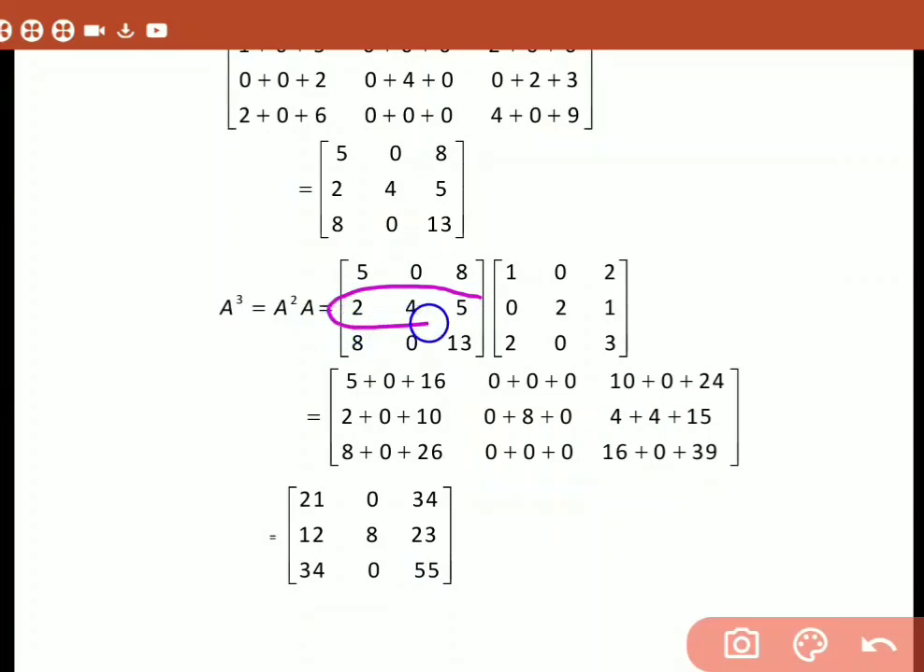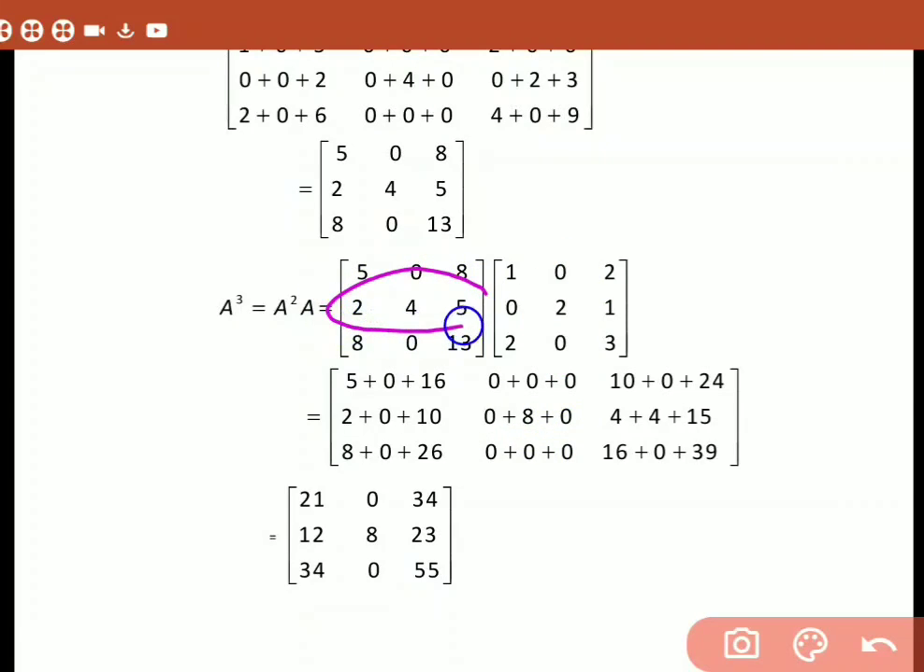Next, second row into first column. 2 into 1 is 2, 4 into 0 is 0, 5 into 2 is 10. You will get this one. Next is second row into second column. That is 2 into 0 is 0, 4 into 2 is 8, 5 into 0 is 0. You will get this element.